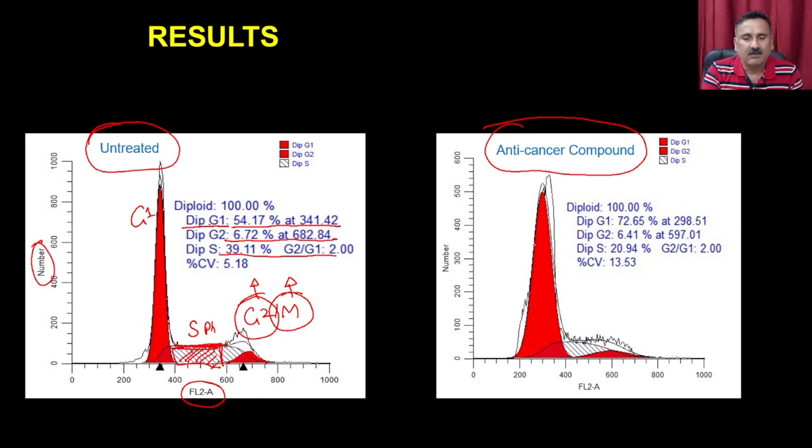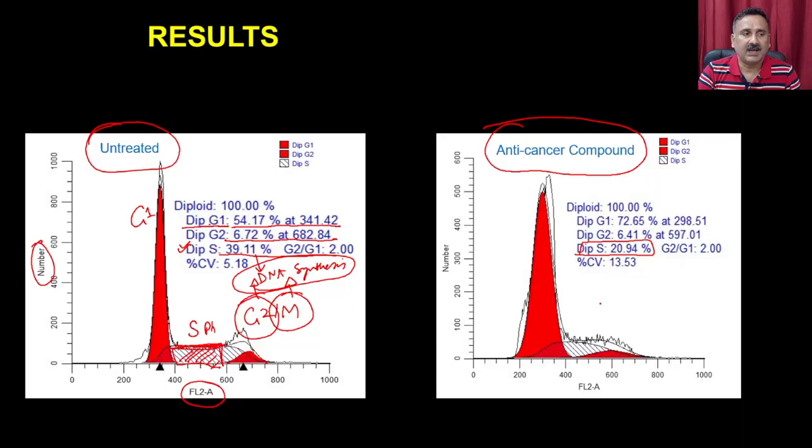by G1 phase. What you see here also is that S phase is the phase which is responsible for the DNA synthesis, right? And what you see here is that the S phase is now 20%. This means there is a disturbance within the S phase, and that's how it is going to suppress the growth of the cell, right? And this is some of the information you are going to get when you do the FACS analysis.